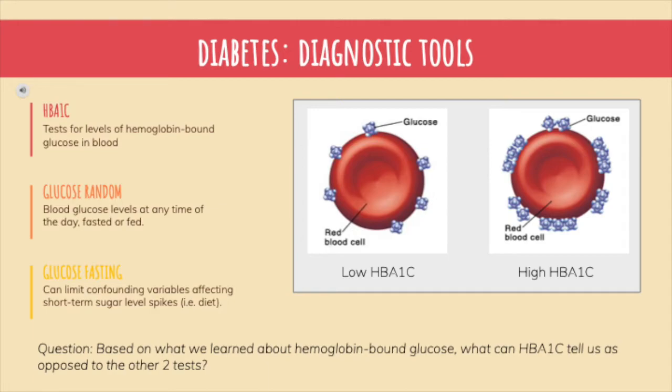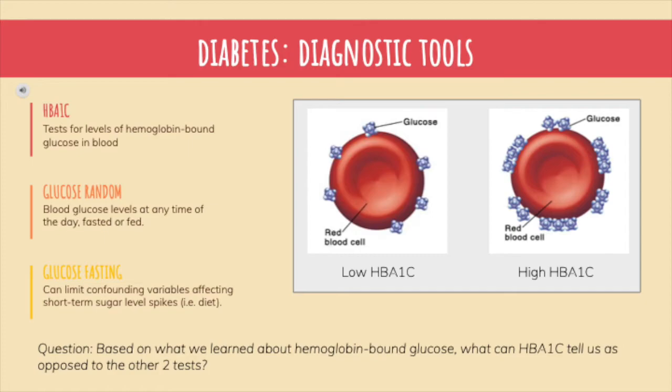Glucose is bound to red blood cells through a molecule called hemoglobin, and the more glucose that is bound to these red blood cells can indicate a higher level of saturation, or a higher level of glucose in your circulation. And it can indicate high blood sugars, right? So that's how we test for different levels of HbA1c and what that all means.